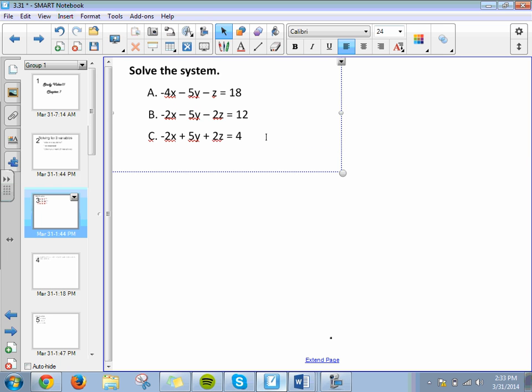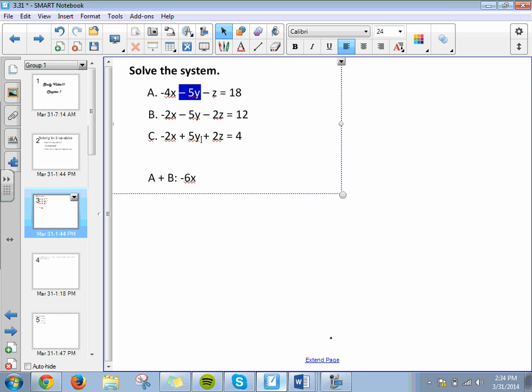So what I'm going to end up doing is I think it would be easiest if I did A plus B. When I do that, I'm going to add together my negative 4x and my negative 2x. When I add those together, I'll get negative 6x.